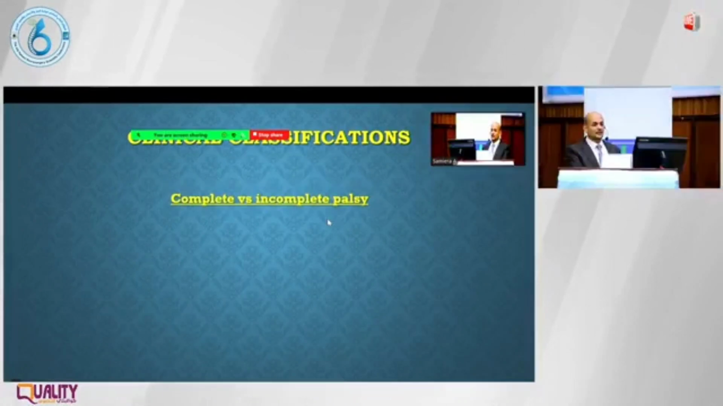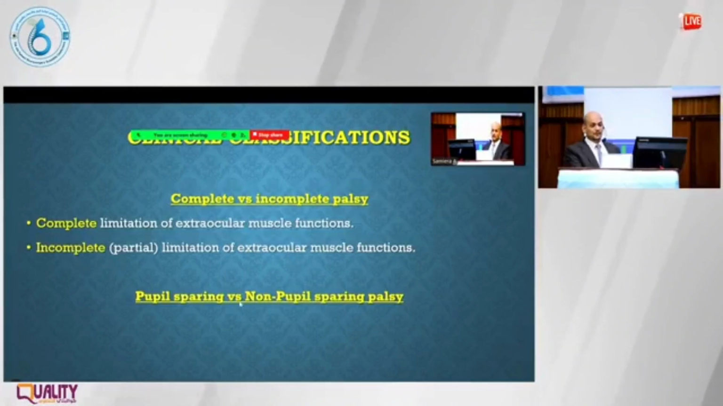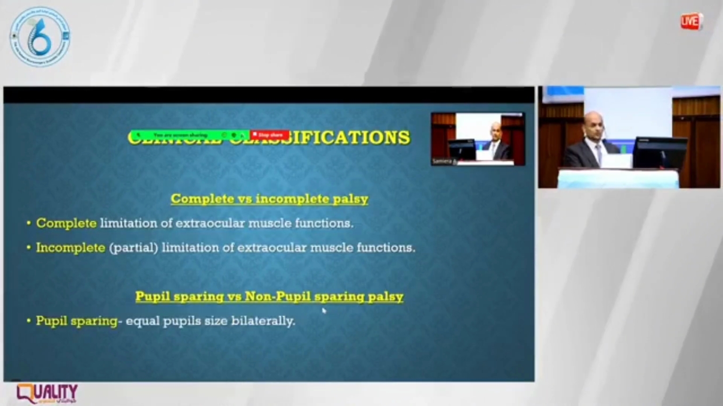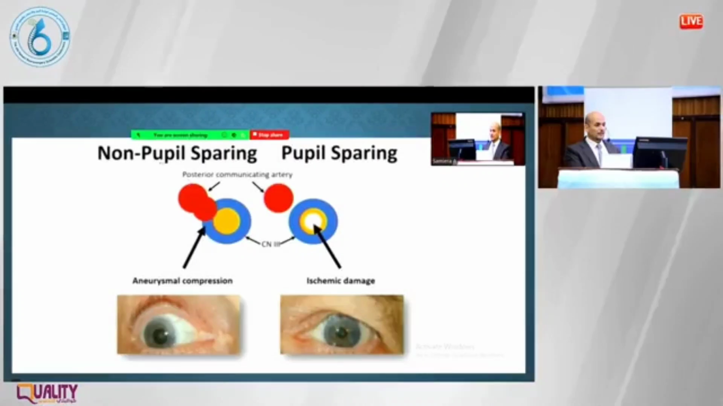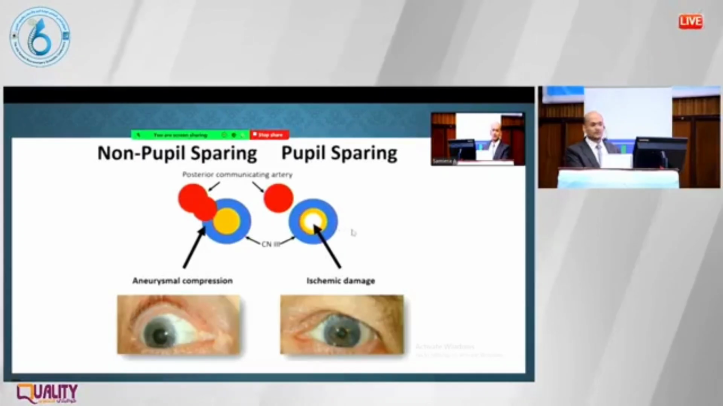So for the clinical classification, we have complete versus incomplete palsy, and pupil sparing versus non-pupil sparing, or pupil involved. Here, pupil involvement occurs in patients with compressive lesions like a posterior communicating artery aneurysm that is compressing the peripheral fibers, whereas patients with microvascular causes like diabetes and hypertension will have ischemic damage of the central fibers, and the peripheral fibers usually are preserved. Because of that, patients will have normal pupillary reaction.